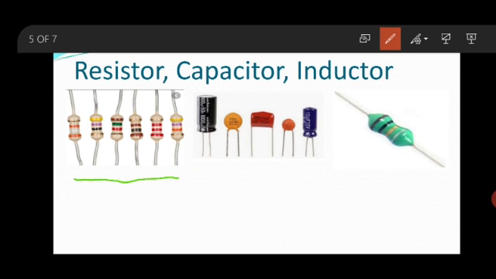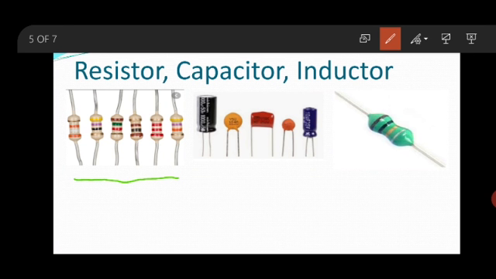In the market there are 1 kilo ohm resistors. I hope you know the unit of resistance is the ohm. Different resistors are available: 1000 ohm, which I call 1k, and 1.2k, which means 1200 ohm, and 1.5k. There is no resistor available with 1300 or 1400 ohm, not like this. Values like 700, 800, 500 ohm are available.